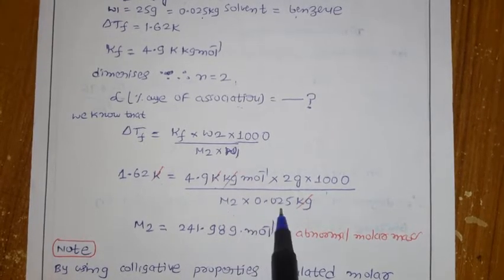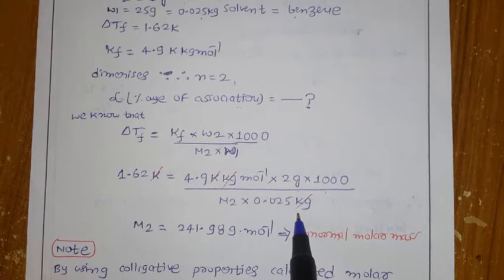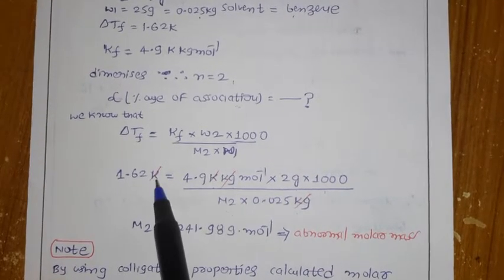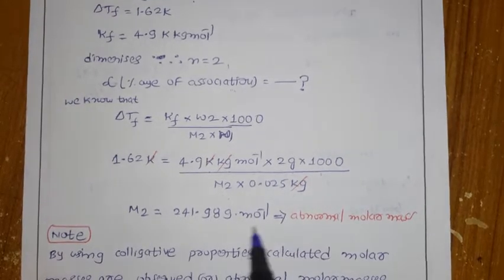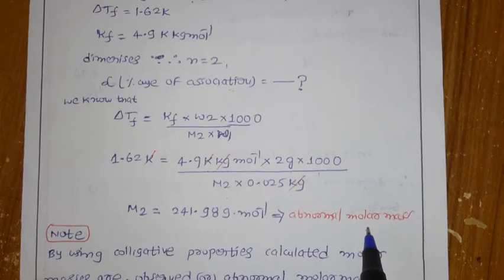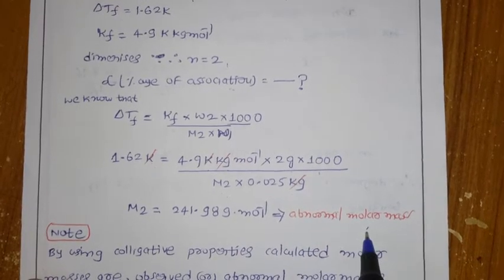The mass of solvent I have taken is 0.05 kg. So here this kg is going to get cancelled, and Kelvin is going to get cancelled. Now you calculate the molar mass of solute. This is the abnormal molar mass.